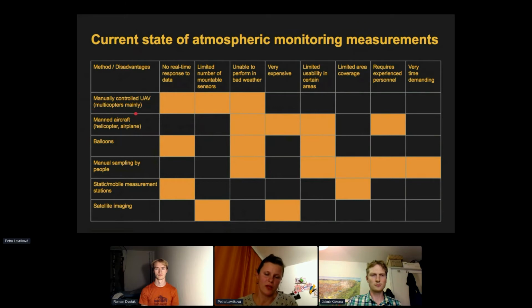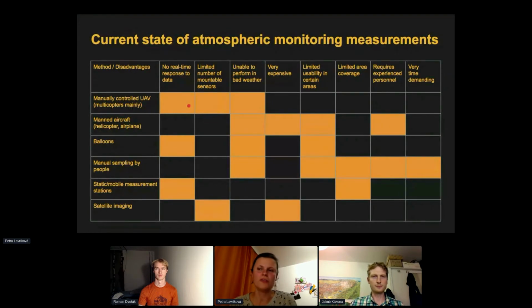Manually controlled UAVs, which nowadays mainly involve multicopters, are seeing their beginning in this field, and they're still not used very often. Their main disadvantage is that they really cannot do a good job when the weather is bad. And again, they mostly do not use the measured data to respond in real time to what you are measuring.